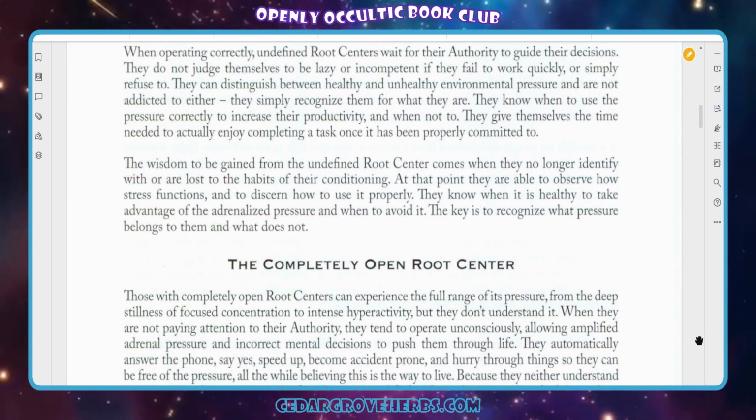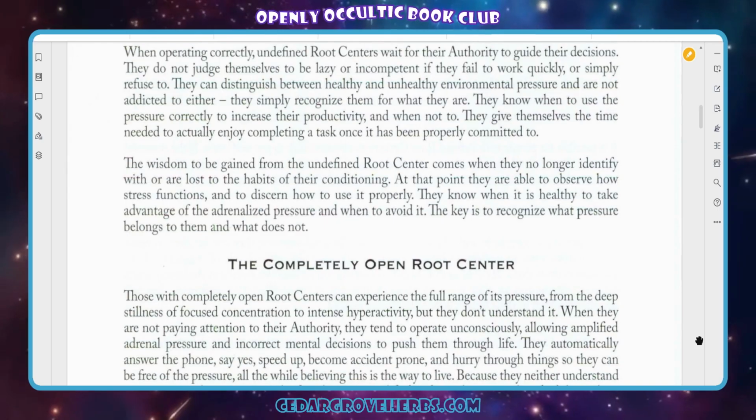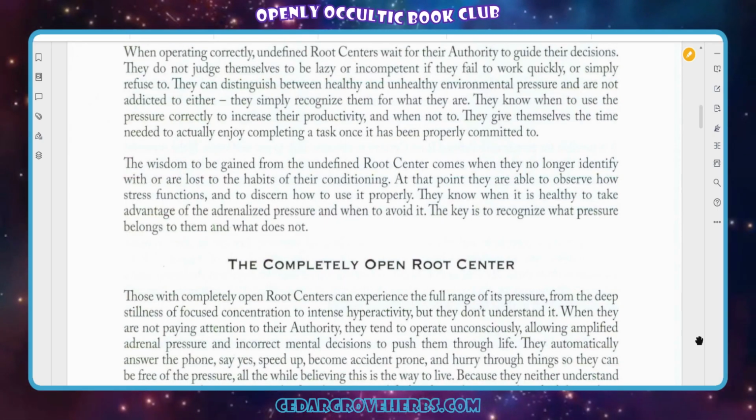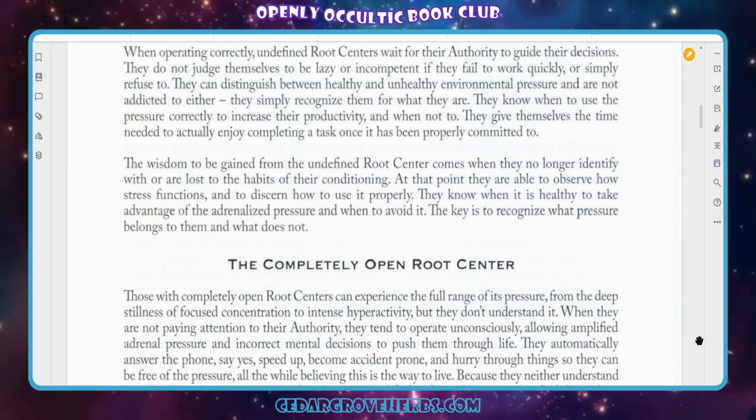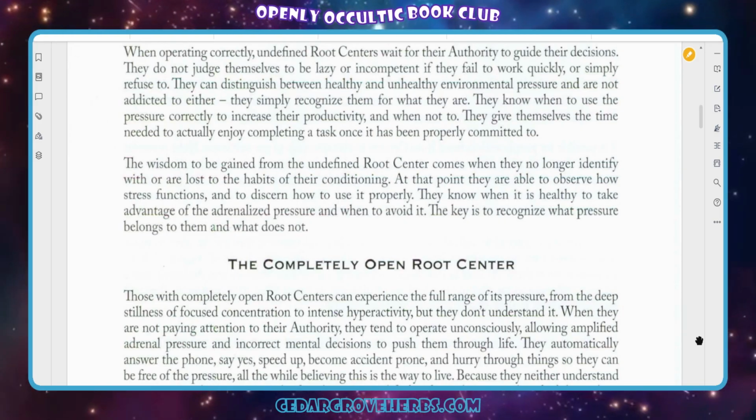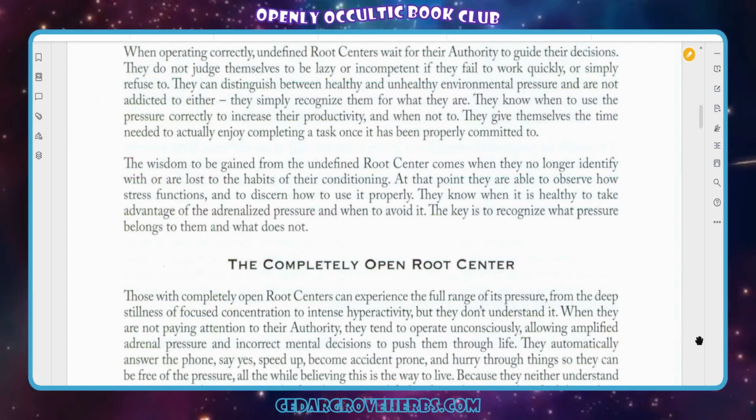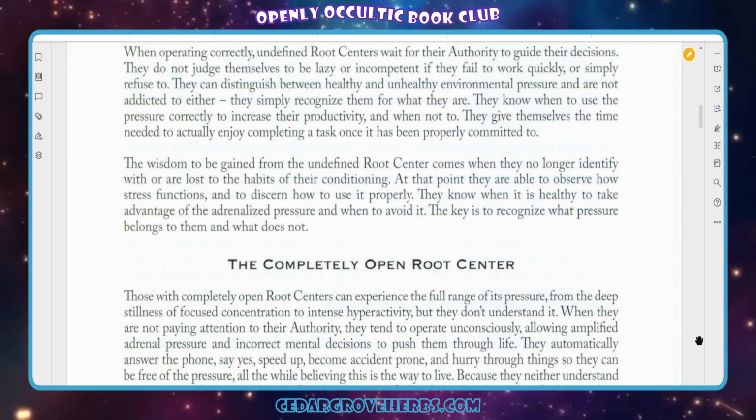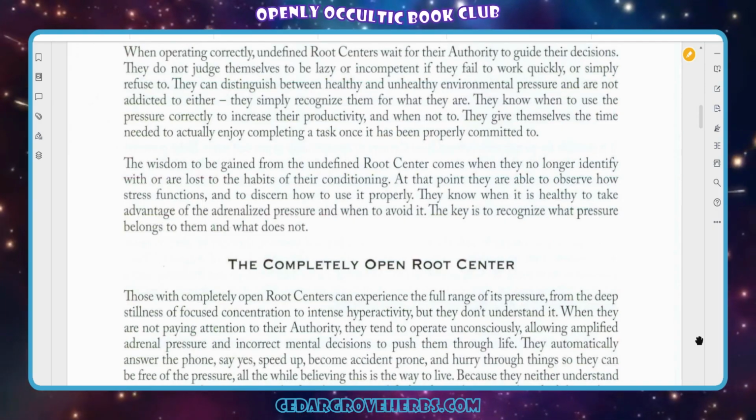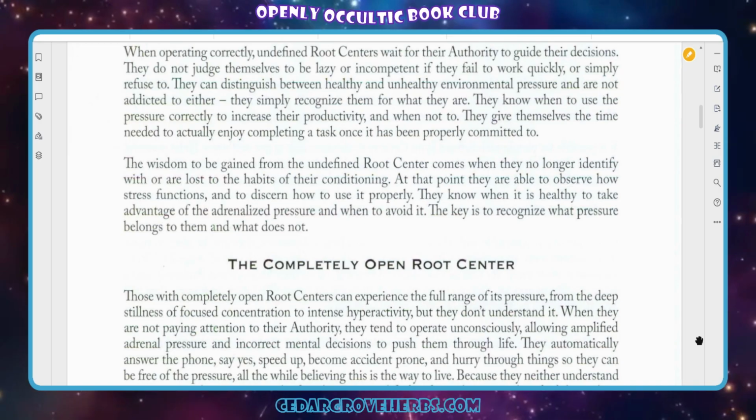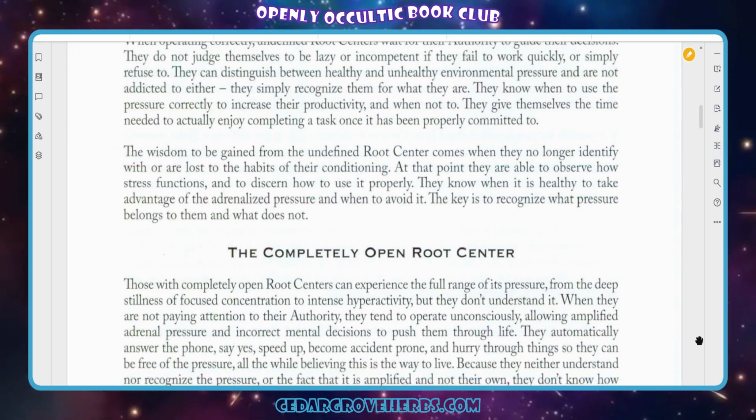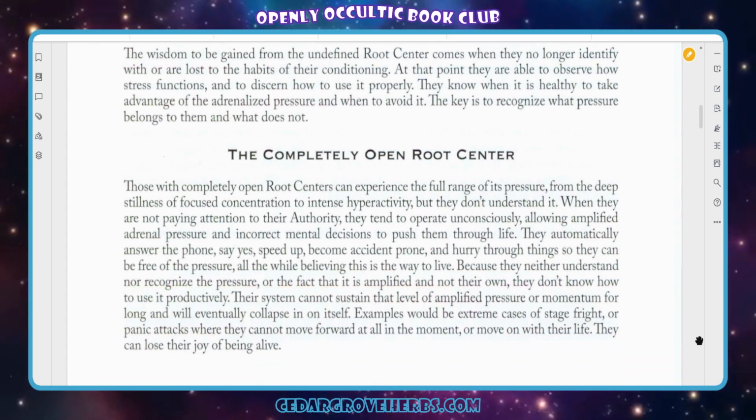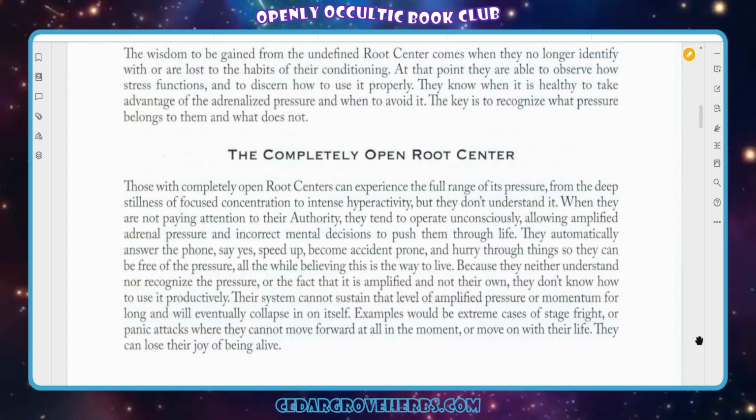Right. So the wisdom to be gained from the undefined root center comes when they no longer identify with or are lost to the habits of their conditioning. At that point, they're able to observe how stress functions and to discern how to use it properly. They know when it's healthy to take advantage of the adrenalized pressure and when to avoid it. The key is to recognize what pressure belongs to them and what does not. Yes, the completely open root center.